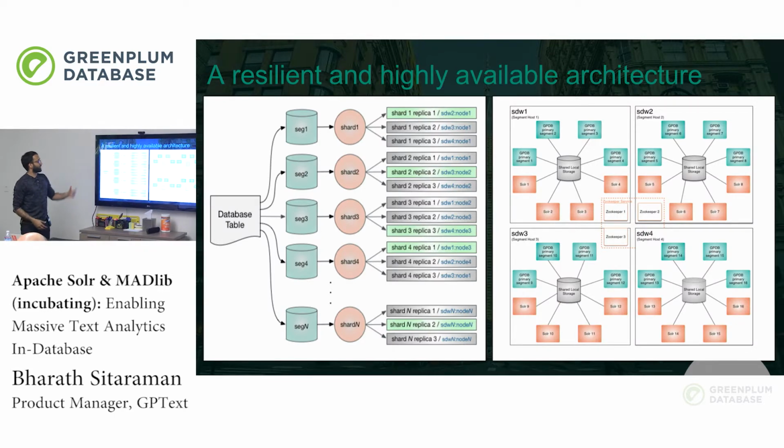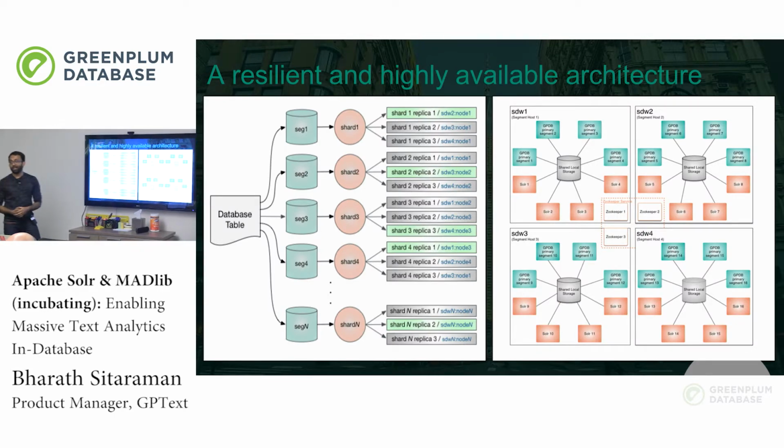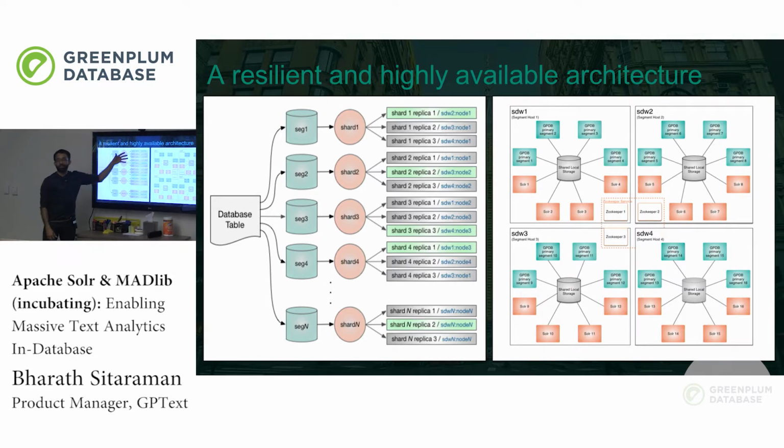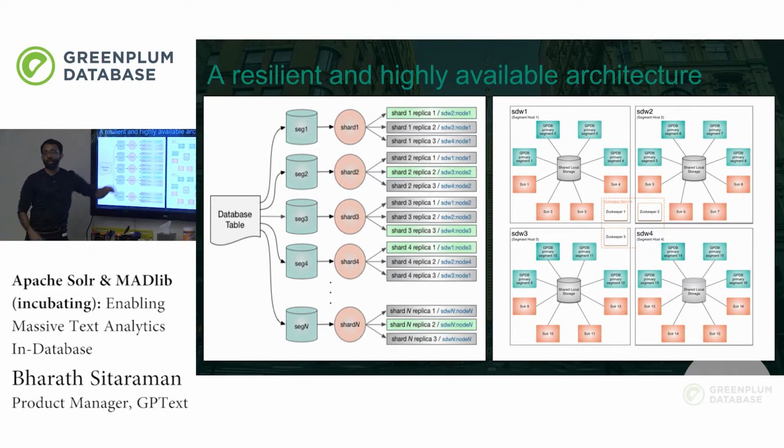When it comes to the architecture, GPText is highly available. Following the GPDB architecture, where your database table is split across multiple segments, we follow the same structure. When you have your index, each shard maps to a given database segment. And the high availability part comes in where each shard has a leader replica and certain follower replicas.